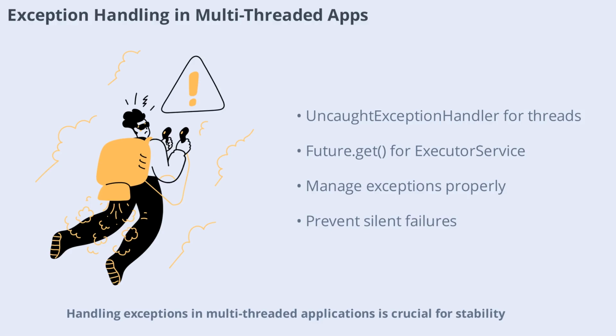Handling exceptions in multi-threaded applications is crucial for stability. Use UncaughtExceptionHandler for threads to catch unexpected errors. When using ExecutorService, handle exceptions via Future.get, which wraps them in ExecutionException. This approach ensures that exceptions are managed properly and don't cause silent failures in your application.